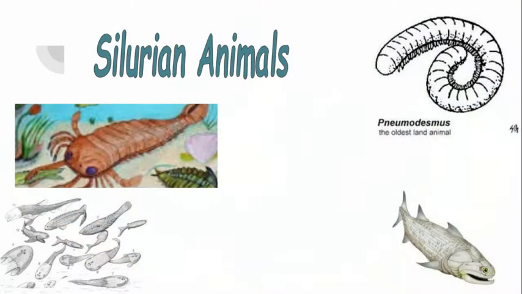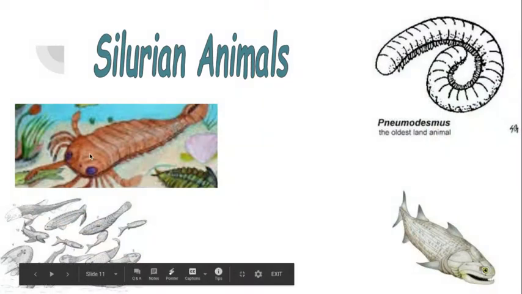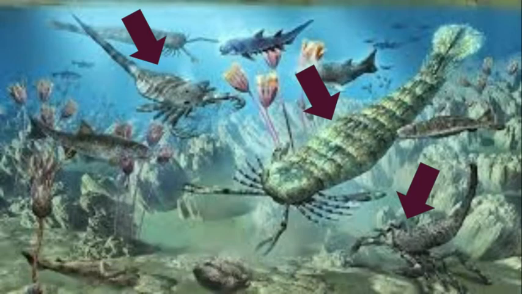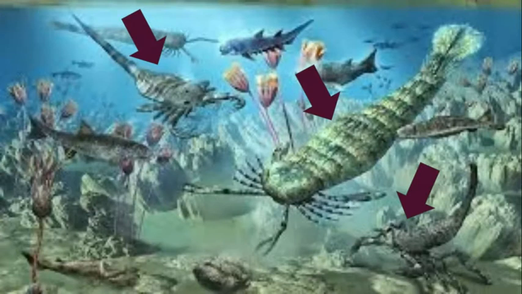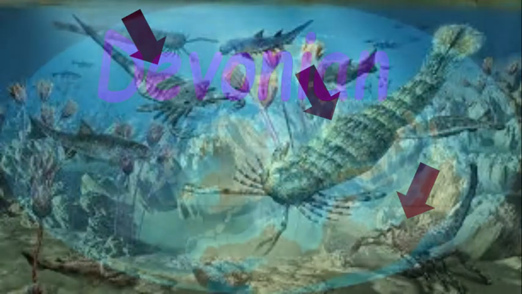Here are some Silurian animals. We have the sea scorpions, some fish, and we have some worms. Here are the apex predators. All of them are sea scorpions. This was the time they flourished during the Silurian. Some jawed fish started to appear, but they were not apex predators until the next period, the Devonian.